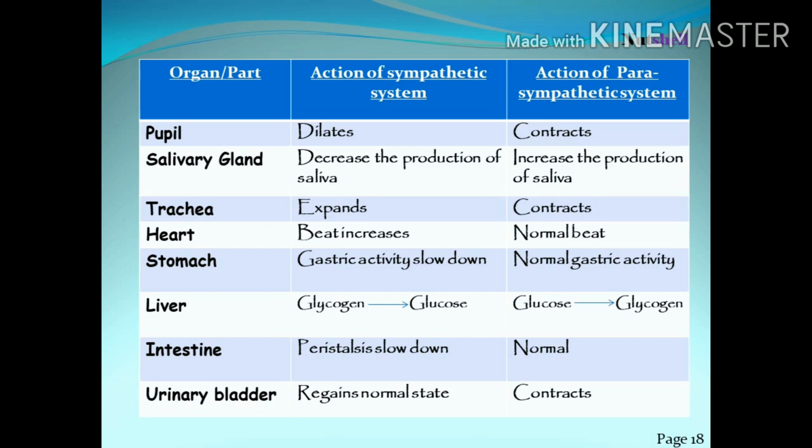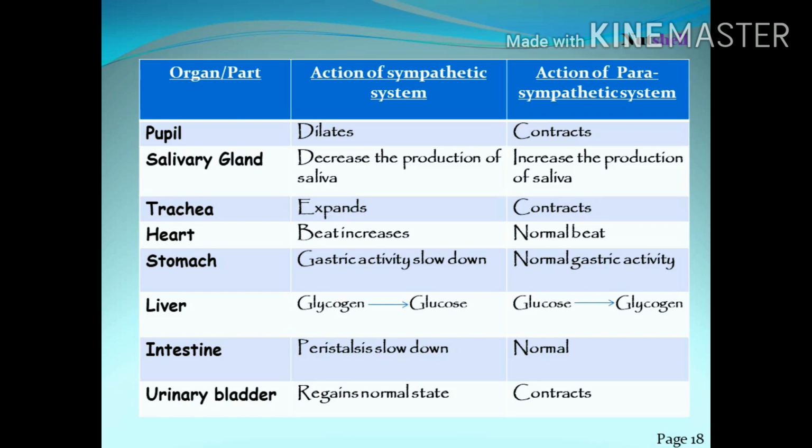First, let us discuss the action of the sympathetic system. That is, in the pupil, it dilates; the salivary gland decreases the production of saliva; the trachea expands; heart rate increases; gastric activity slows down; glycogen is converted into glucose in the liver; peristalsis slows down; the urinary bladder regains normal size.